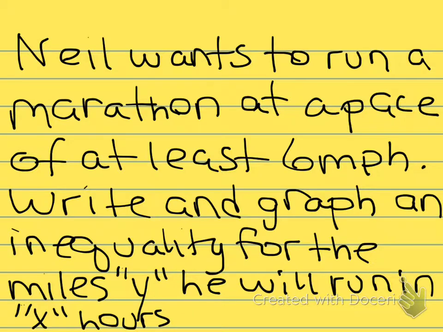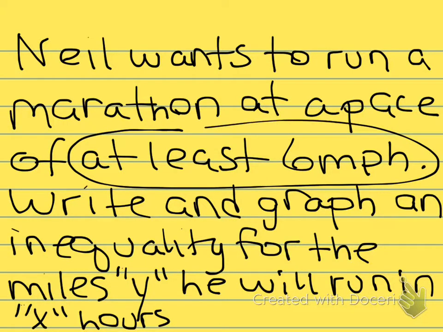This is where we're going to write and solve the inequality, or write and graph the inequality. So I'm looking for, if slope-intercept form is what I'm using, I'm looking for a rate, and then I'm looking for the symbol in this case since we have an inequality. And I can find it right here where it says, Nell wants to run a marathon at a pace of at least 6 miles per hour.